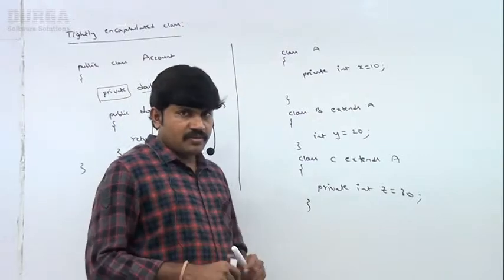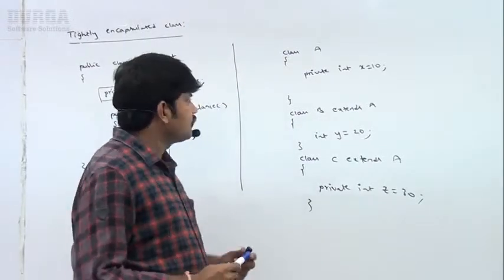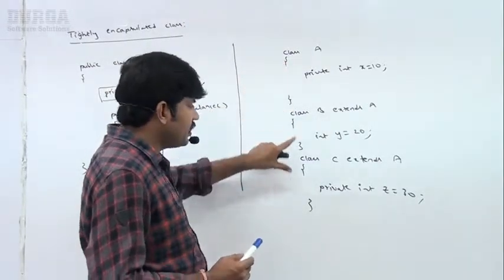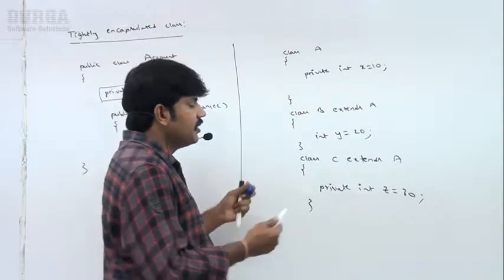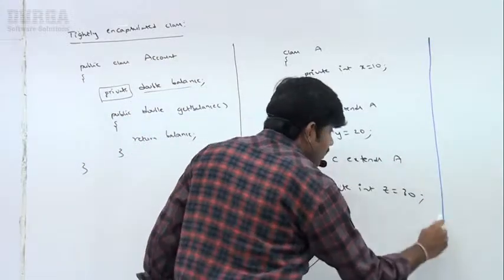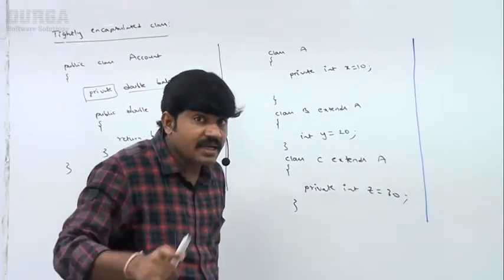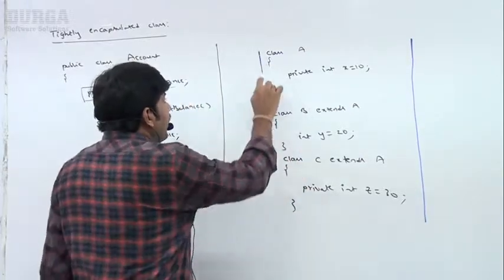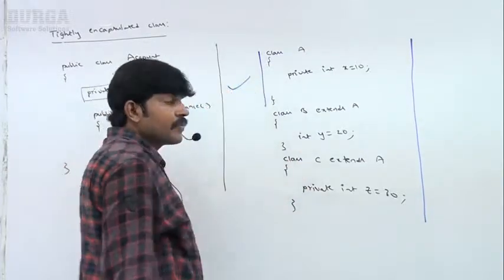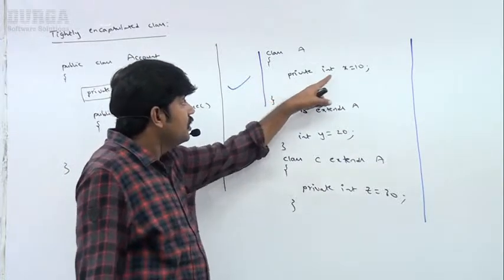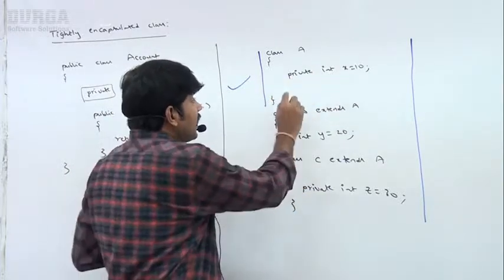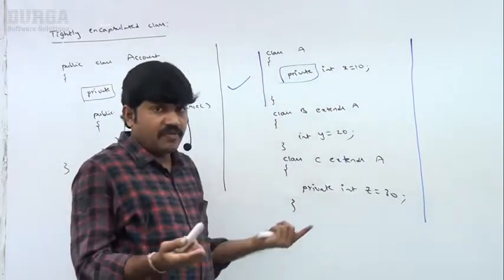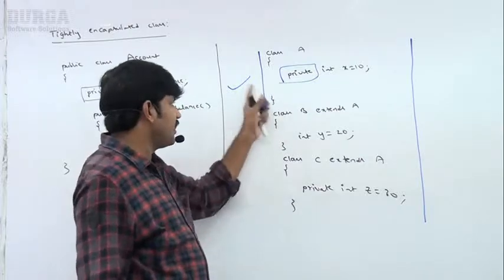Can you please tell total how many classes are available? Three: A, B, C. Among these three classes, which is tightly encapsulated, which are not tightly encapsulated? Class A is tightly encapsulated, because it contains only one variable, which is private. That's why it is tightly encapsulated.